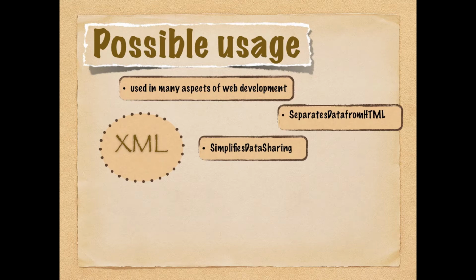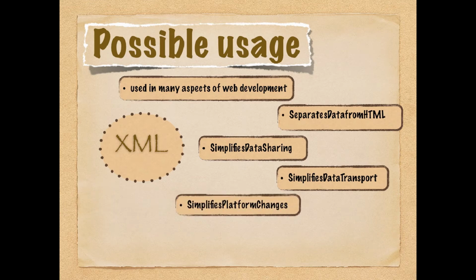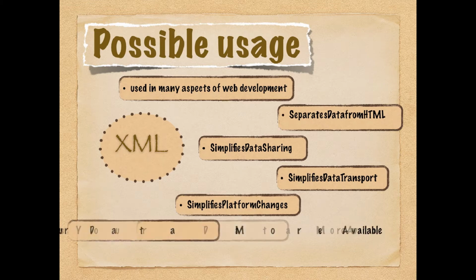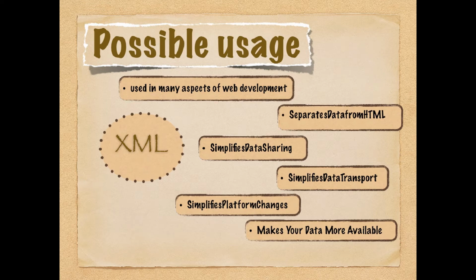XML simplifies data sharing. XML data is stored in plain text format. This provides a software and hardware independent way of storing data. XML simplifies data transport. XML simplifies platform change. This makes it easier to expand or upgrade to a new operating system or new application without losing data. XML makes your data more valuable.